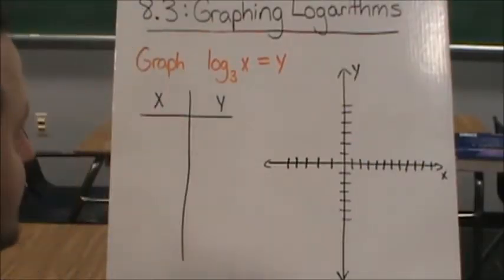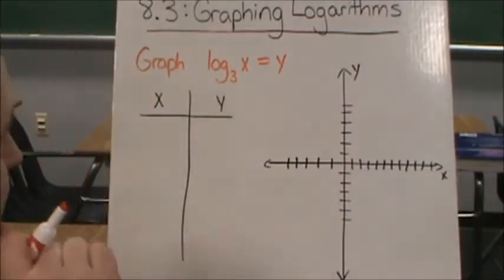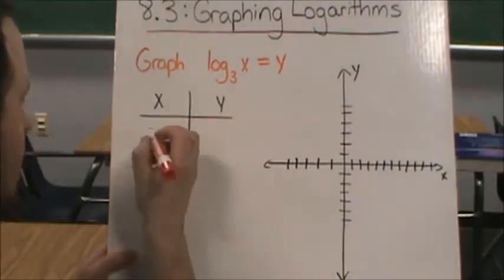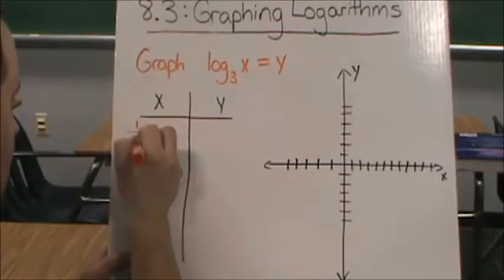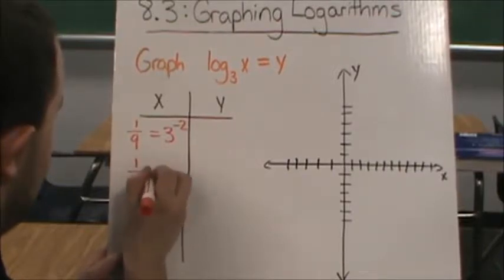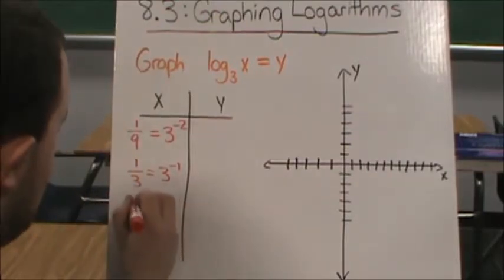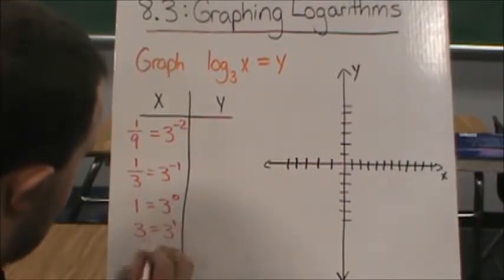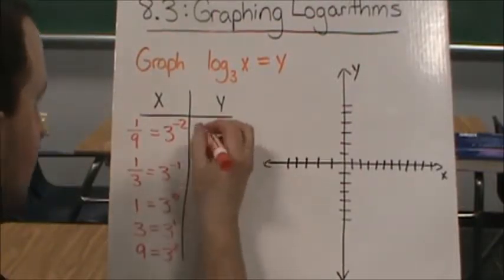Alright, so our first example is graph log base 3 of x equals y. By the first step, we're looking for values of x that are powers of our base 3. So the powers of 3 for x would be 1/9, because that's 3 to the negative 2 power, 1/3, which is 3 to the negative first power, 1, which is 3 to the 0th power, 3, which is 3 to the first power, and 9, which is 3 squared.